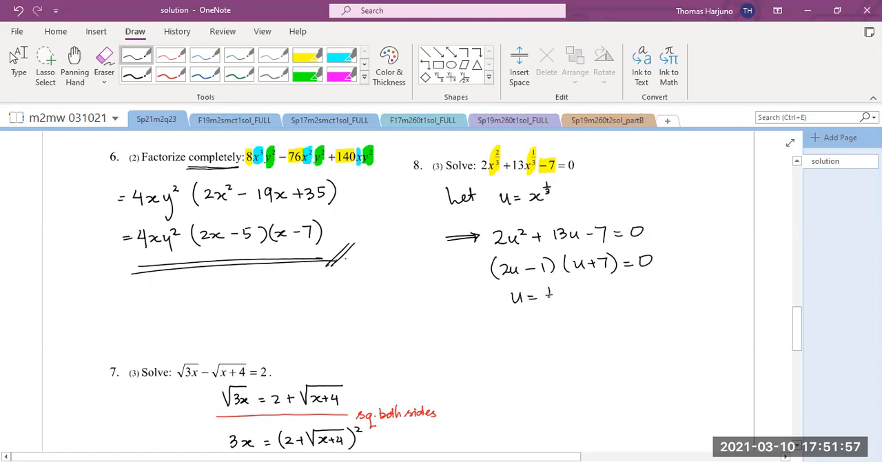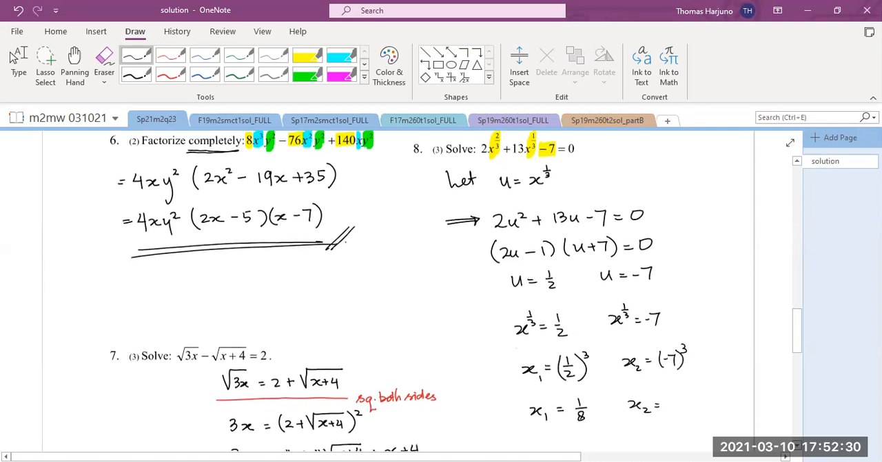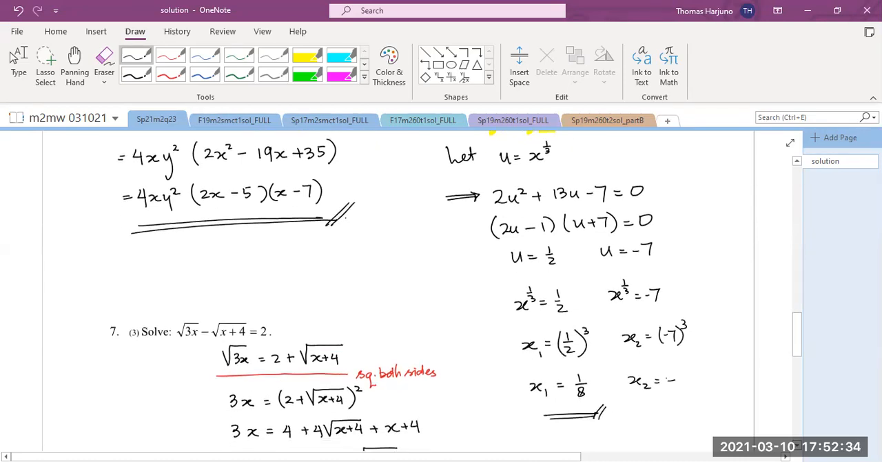So u equals 1/2, u equals negative 7. Now plug that in. x to the 1/3 is 1/2, so x equals, I take it to the power of 3, right? So x1 is 1/8. x to the 1/3 equals negative 7, so x2 is negative 7 cubed. I don't know what that is, but you can just use your calculator. Yeah, I use my calculator, it's a negative number. 7 cubed is 343, so negative 343.